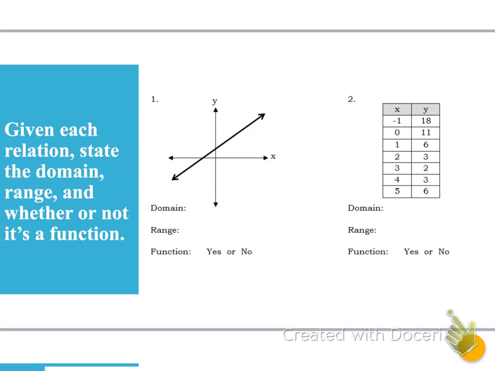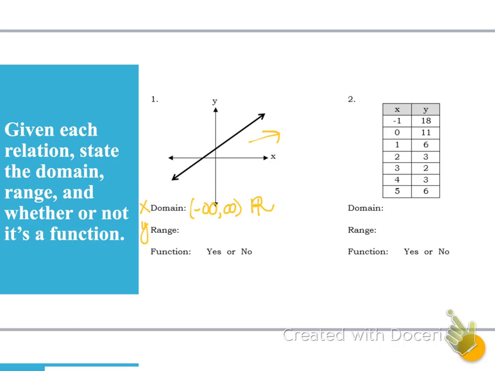Okay, given each relation, state the domain and range and whether or not it's a function. Okay, so domain is x, range is y. So remember x is left to right. So what is happening to the furthest to my left? It is going from negative infinity. Furthest to my right, it never ends, it never stops, so it's going to positive infinity. Another way that you can rewrite this is this R, which means all real numbers.